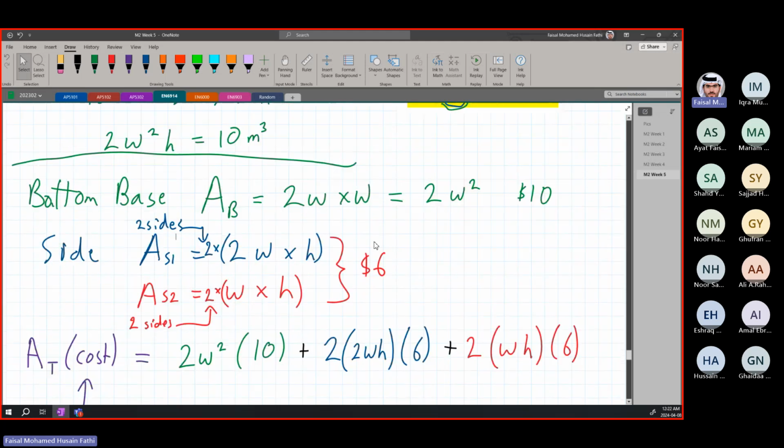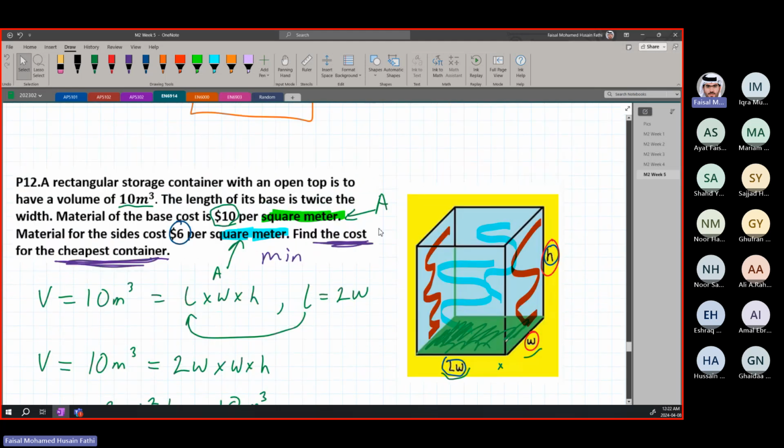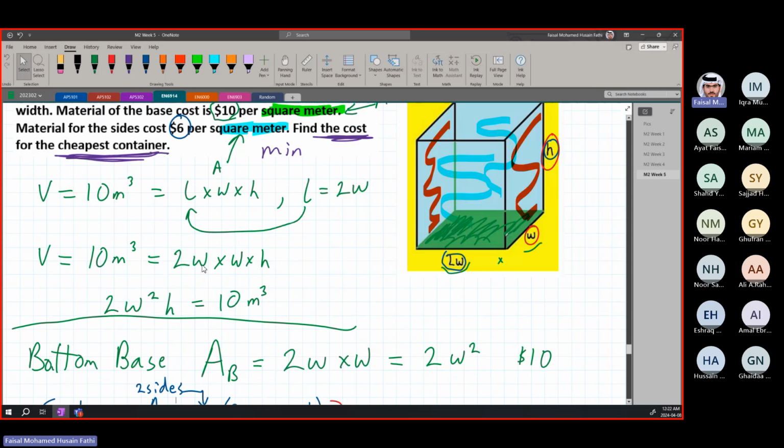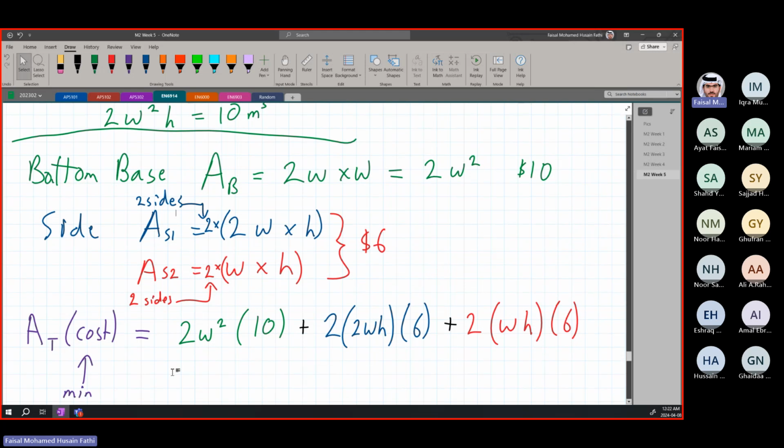the cost of each one. So the total area cost, why are we finding the cost equation? Because we are trying to find the cheapest container. So we need to find the cost of the containers, not the actual area. So first we have the bottom base, which is 2W squared, the area, and we multiply it by the cost, which is 10. Then we have the first two sides, which is 2 times 2WH, the area, times the $6 cost of it, plus 2 times WH, which is the second two sides' area, times the cost of it.